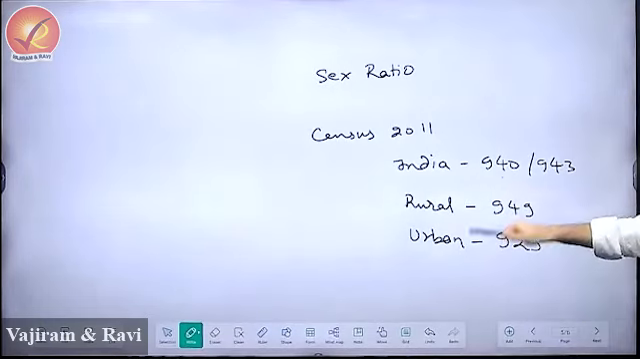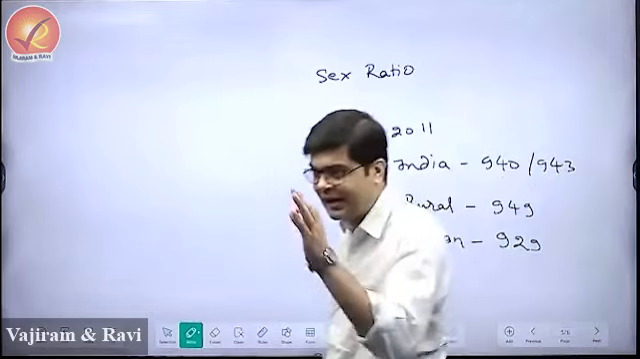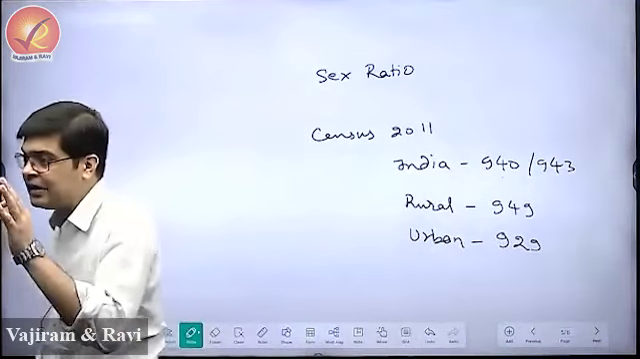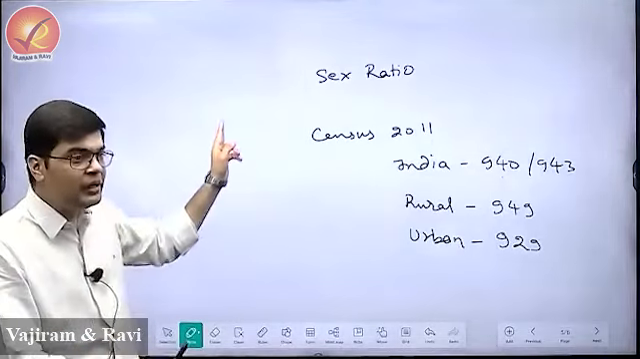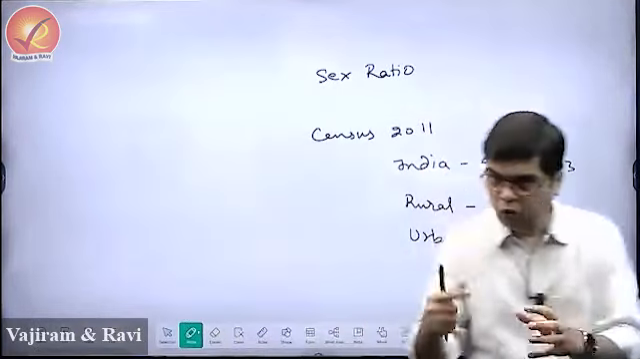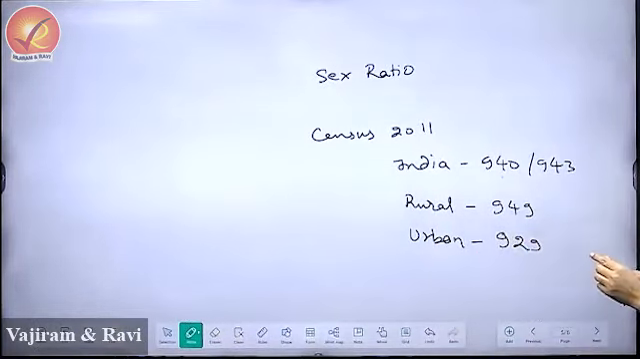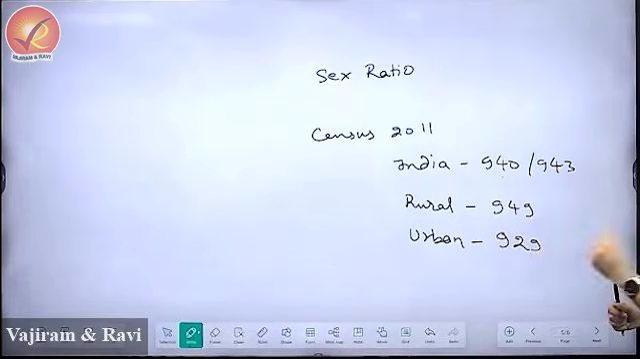Why is there a difference in the sex ratio? Migration. Because migration as a process is age selective and it is sex selective. That means there is a greater propensity of young males to migrate. If more number of males go to the urban areas, what happens in urban areas? Sex ratio becomes adverse because now there are more number of males compared to females.